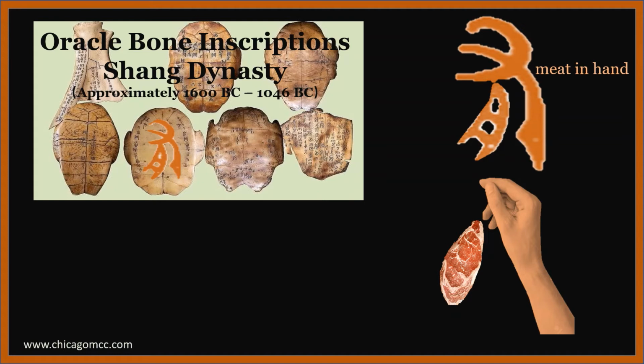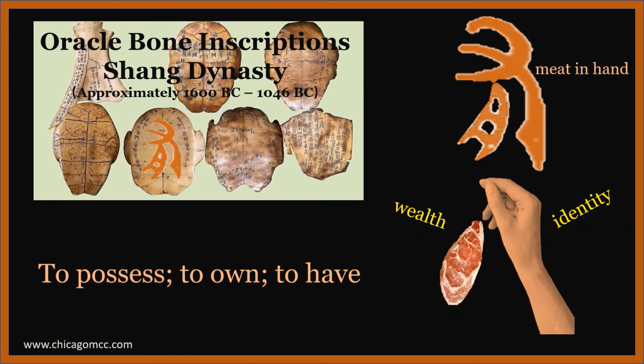Meat was considered an important source of food and nutrients in ancient China. If someone has meat in hand, it implies wealth and identity. The extended meaning is to possess, to own, or to have.